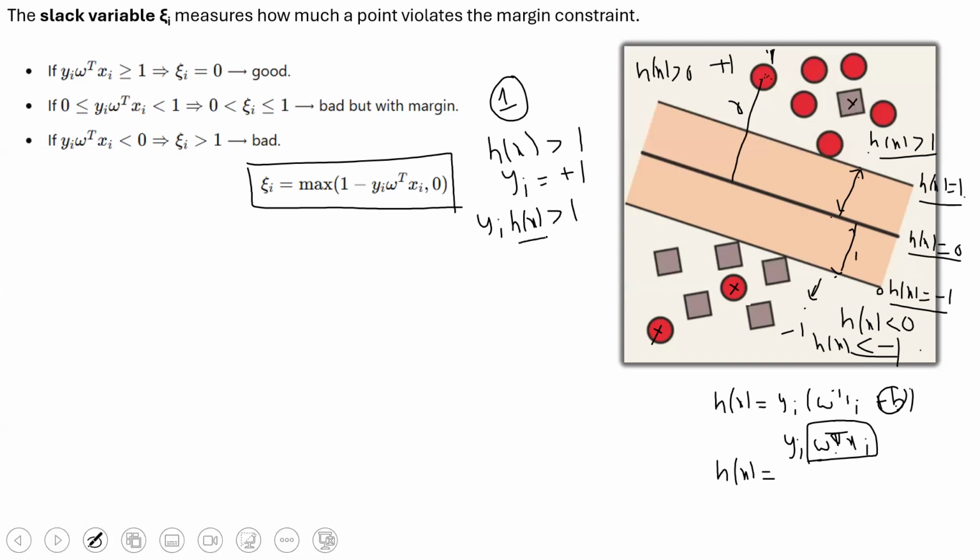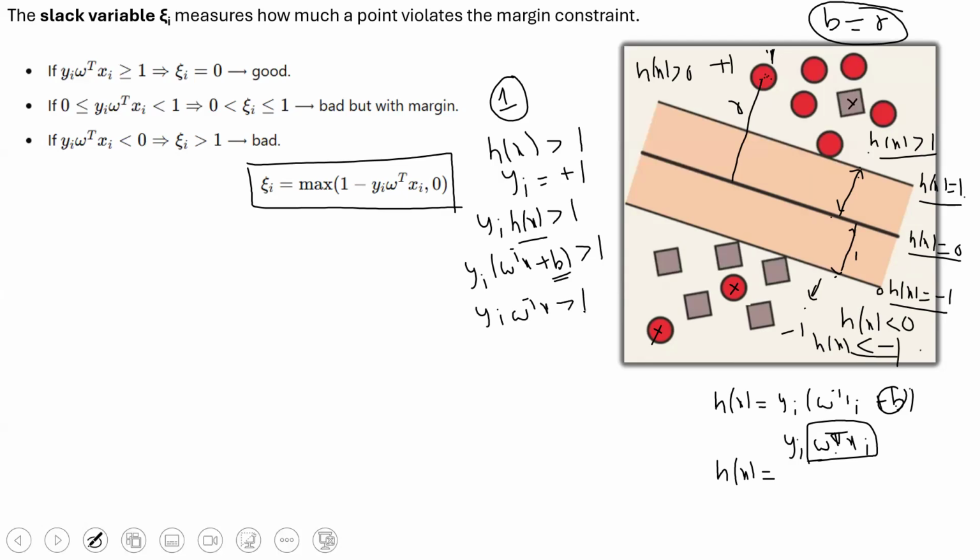H of x is nothing but w transpose x, because for this whole stuff we are considering b as 0. Even if you have b, you just add w transpose xi plus b. So this becomes yi into w transpose x plus b is greater than 1. When we consider b as 0, this becomes yi into w transpose x is greater than 1.